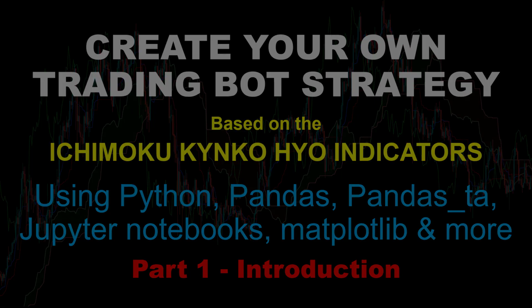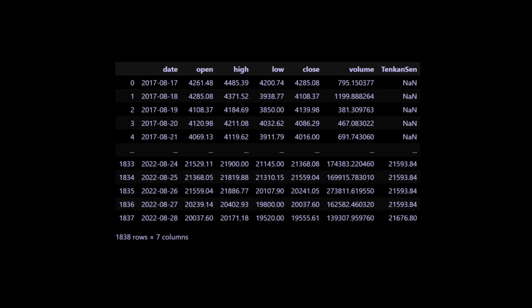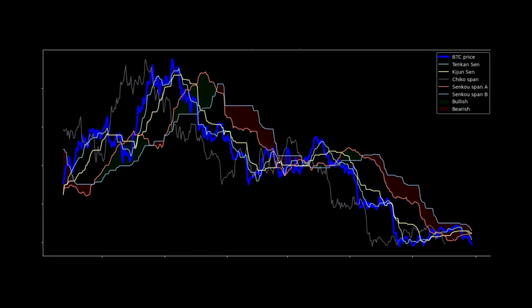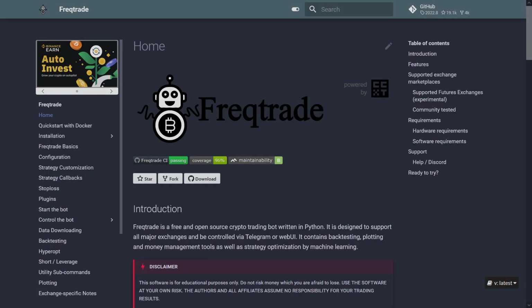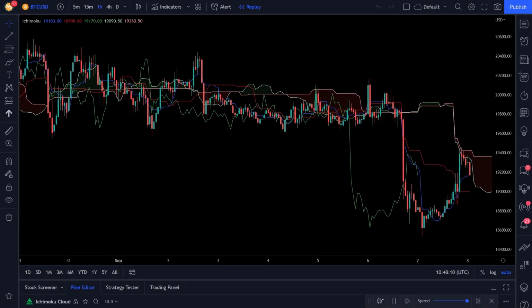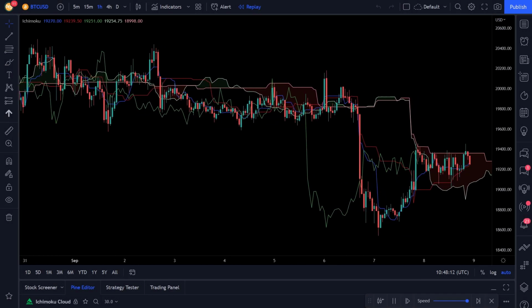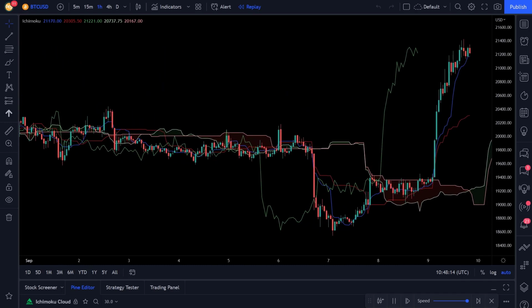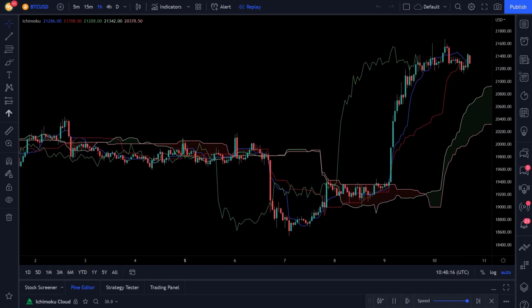I will show you how you can use Jupyter notebooks to create a data frame containing the Ichimoku indicator, make plots of this data, program Ichimoku indicator based strategies, and finally turn them into a strategy that you can use with your Freqtrade based trading bot. So again, the whole purpose is that you learn how to use these tools like TA libraries, Python, Pandas, Jupyter and Freqtrade to create your own strategies.